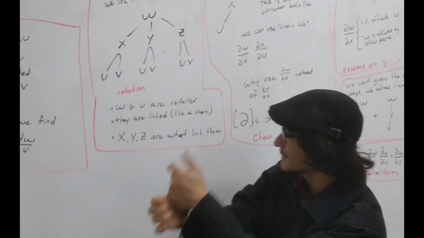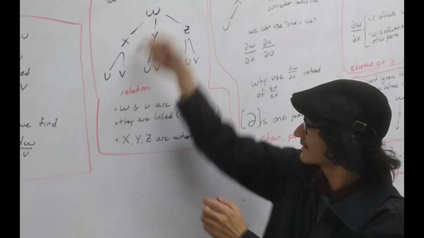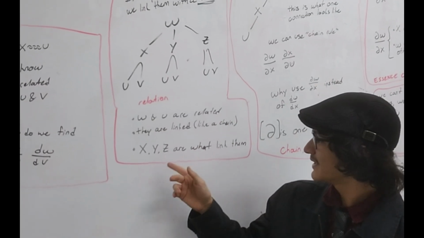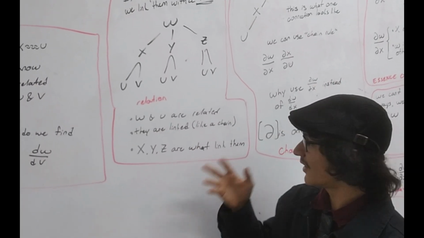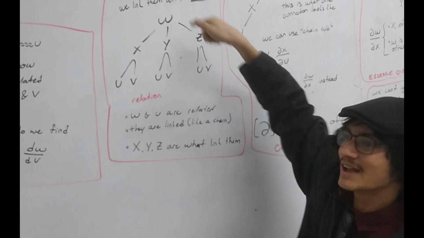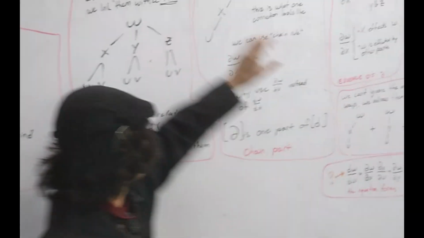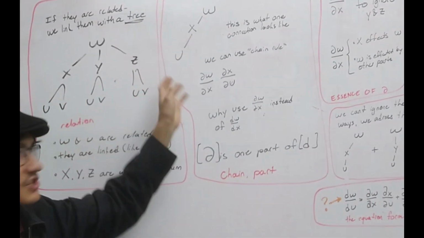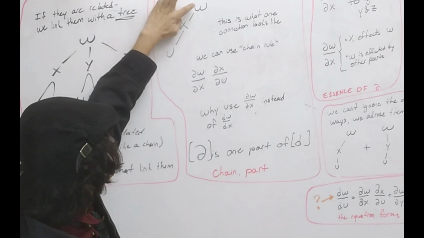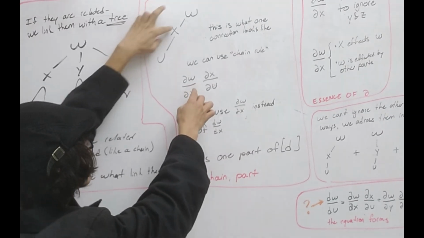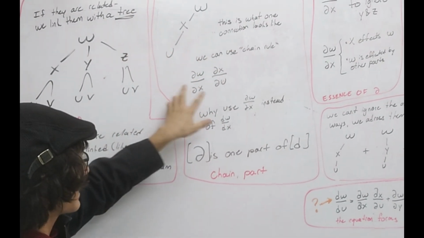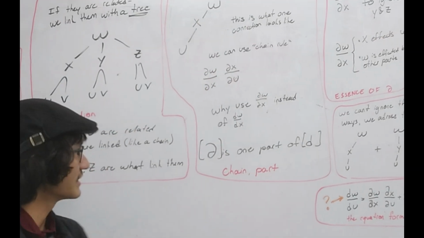So we know that w and u are related. We know they're linked like a chain, and we know that x, y, and z are like conduits that link them together. This is what one chain looks like. And we could use the chain rule to get this here, dw/dx, and this here, dx/du. The dx's will cancel out, and you get dw over du.